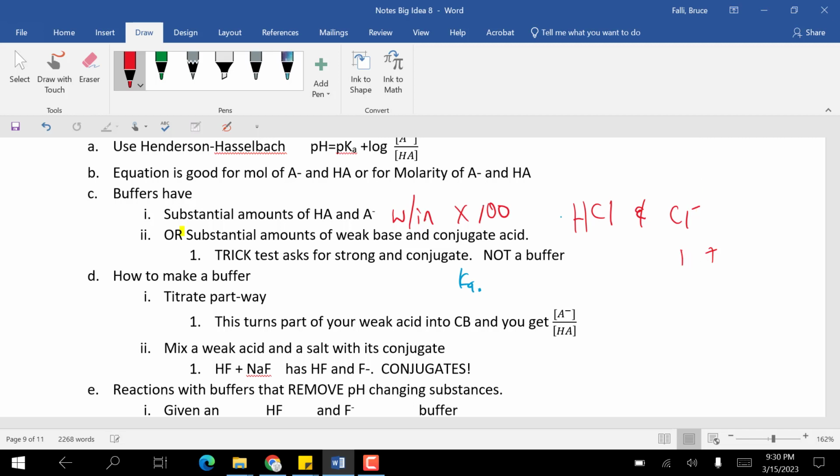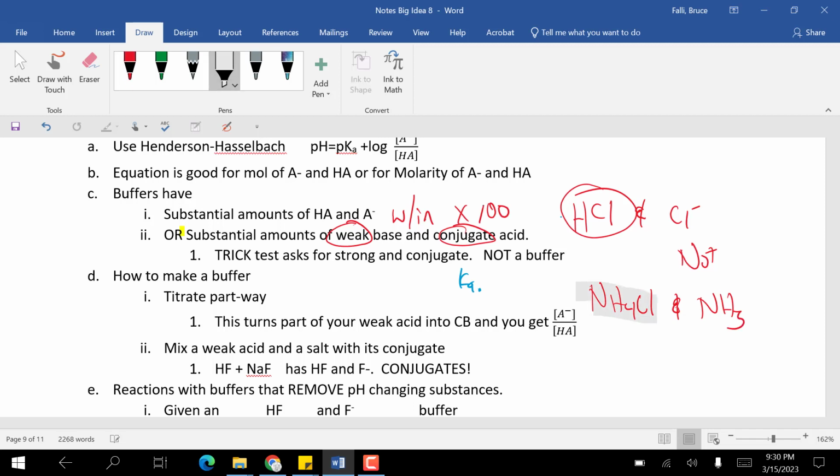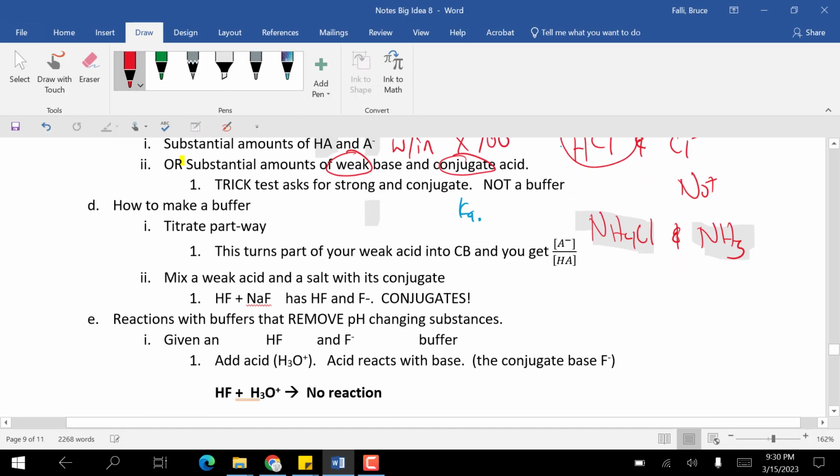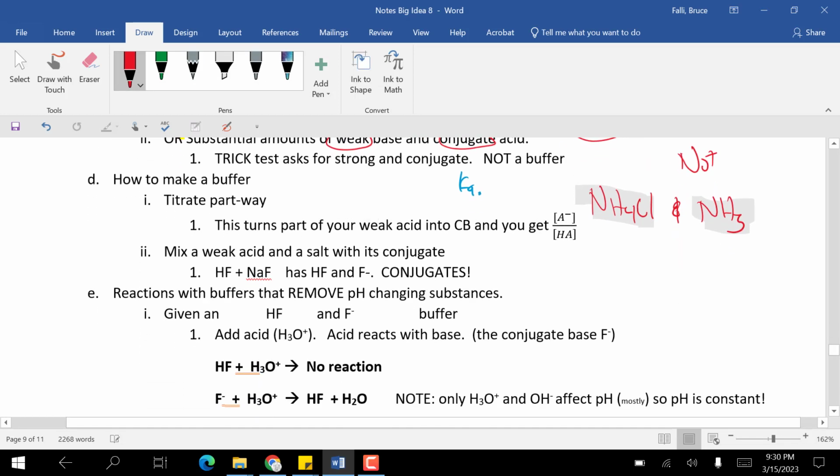Why is it not a buffer? Remember how it's got to be a weak base and its conjugate acid. This is a strong acid, okay? But if I had like NH4Cl and NH3, then this right here would be a weak acid, and this would be its conjugate base. Or we could flip that around and say base and conjugate acid. If you titrate partway, you get weak acids and conjugate bases. We've done this before. Mix a weak acid with a salt and its conjugate, HF plus NaF. Buffer.